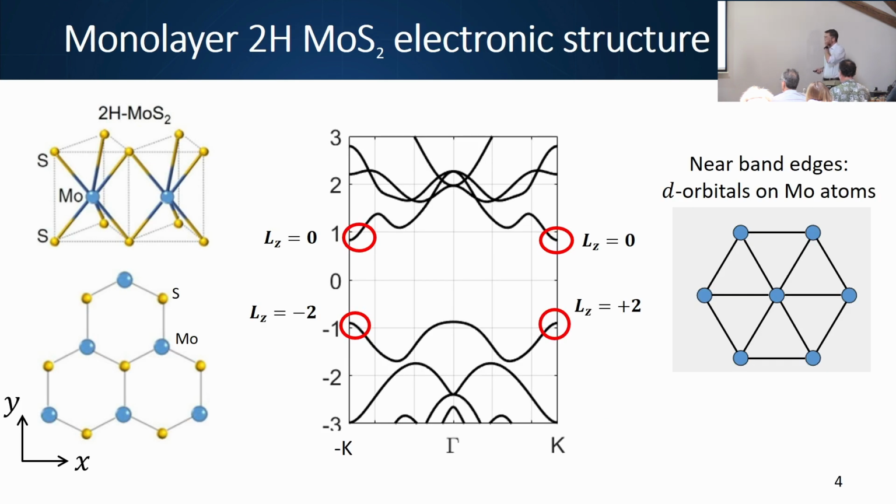So here's the electronic structure of molybdenum disulfide. The valence and conduction band extrema are dominated by d orbitals on the molybdenum atoms. And for example, at the valence band at the plus K and minus K, or K prime points, these orbitals have atomic orbital angular momentum of plus and minus 2 at K and minus K.